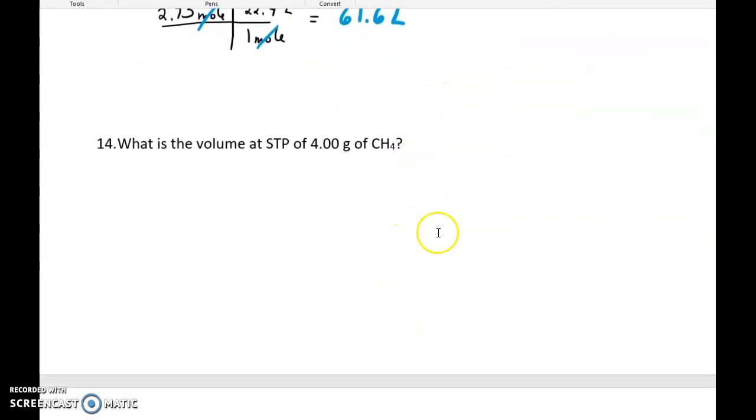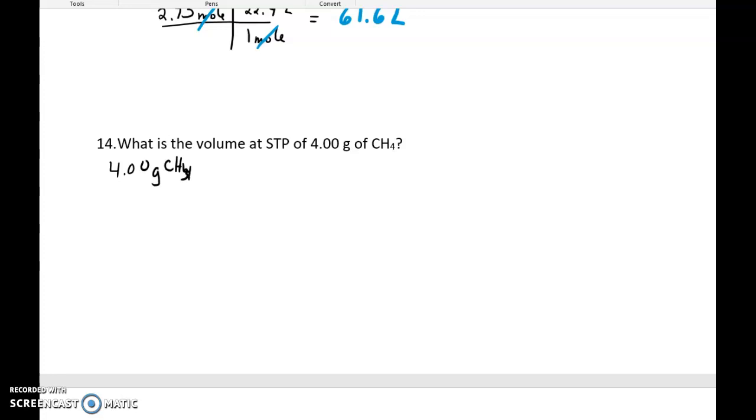So what is the volume at STP of 4.00 grams of methane? Okay, so this is a little different problem than what we've done in the past. We've been talking so far in moles, but they've given us this in grams. So we're going to start with 4 grams of methane.